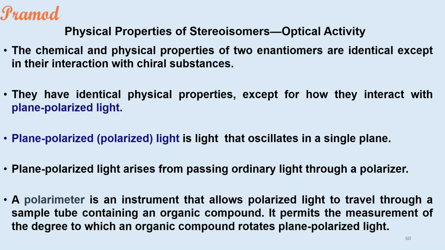A polarimeter is an instrument that allows plane polarized light to travel through a sample tube containing an organic compound, and it permits measurement of the degree to which the organic compound rotates the plane. So with the help of a polarimeter, you can measure how much the compound rotates the plane polarized light.